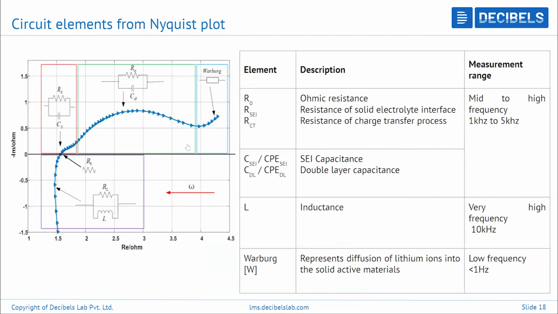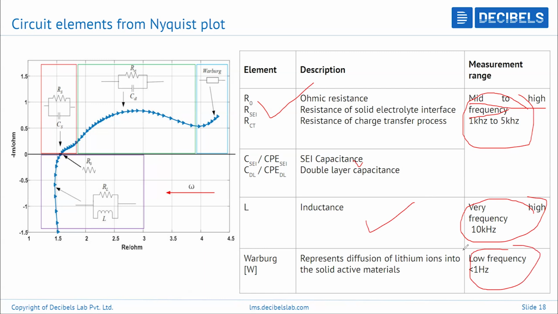Here we represented it in a descriptive manner, with a general way of representing the frequency range, mid to high frequency. For this frequency range, all these elements can be captured. This has to be conducted for the cell at different SOC so that you will have the data as a function of SOC and also temperature.